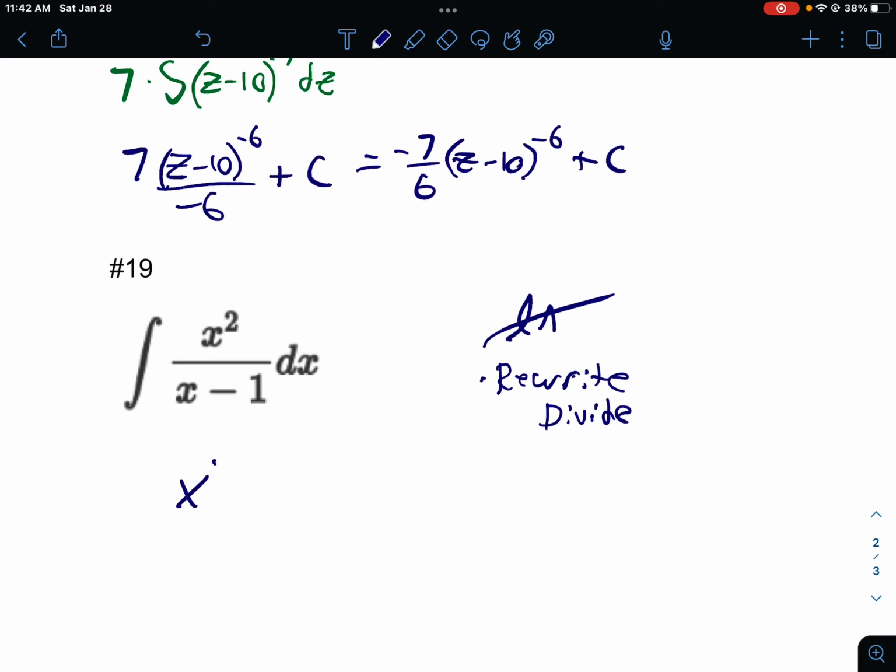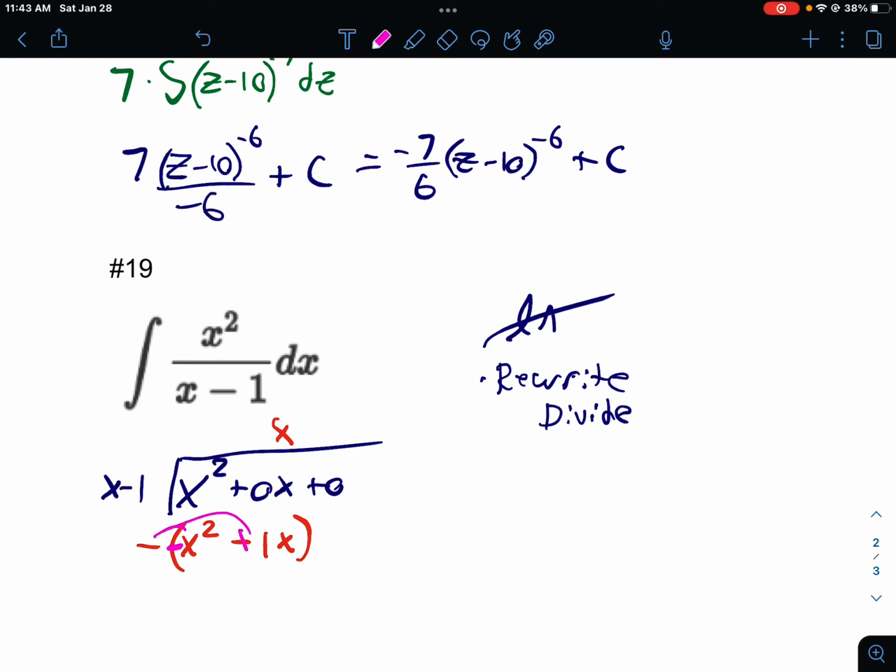We're going to rewrite this x squared plus 0x plus 0. You want to put a placeholder whenever you're dividing. And so when we do this, we need a number that multiplies by x to give us x squared. So we're going to multiply by x, 1x, and we're going to get x squared minus 1x. And we're subtracting these, so we change the sign as we go. I'm going to distribute this negative, and what ends up happening is I get 0, these cancel, plus 1. Bring down the next 0.